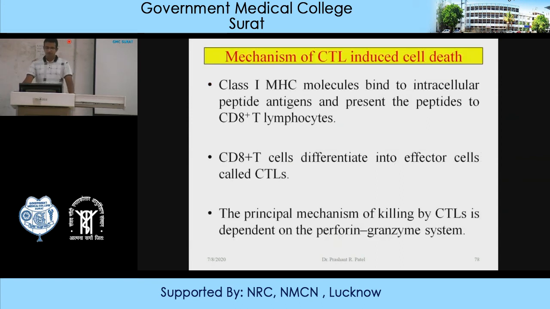Mechanism of cytotoxic T lymphocyte induced cell death. When class 1 MHC molecules bind to intracellular peptide antigen and present this peptide antigen to CD8 plus T lymphocytes, these CD8 plus T cells differentiate into effector cells, known as the cytotoxic T lymphocytes. The principal mechanism of killing by this CTL is dependent on the perforin and granzyme pathway system.